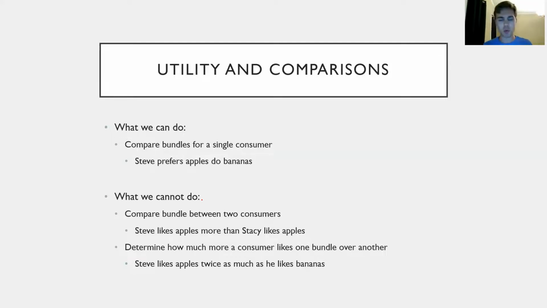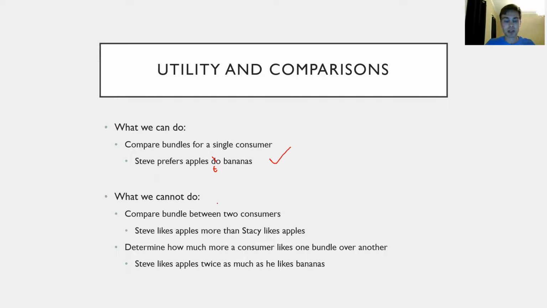Okay, so one important thing to think about is that comparing people's utility is a little difficult. We can't do all the comparisons that you might think of. What we can do is compare bundles of goods for a single consumer. So we can say, for a consumer, Steve, that Steve prefers apples to bananas. That is, Steve gets more utility from consuming an apple than he does from consuming a banana.